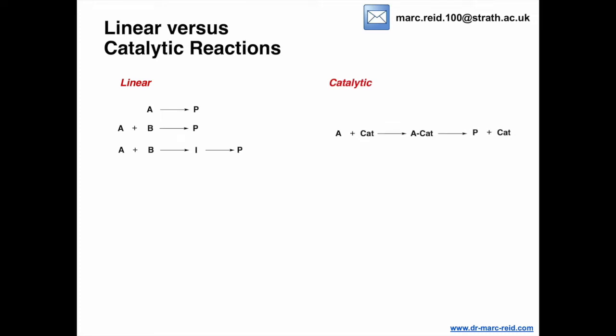In a catalytic reaction, the catalyst itself emerges unchanged at the end of the reaction that delivers the product. So you can see the catalyst on both the left and the right hand side of this reaction.